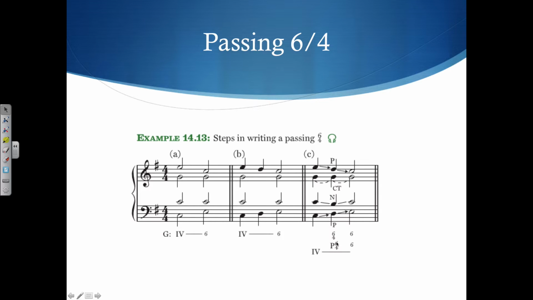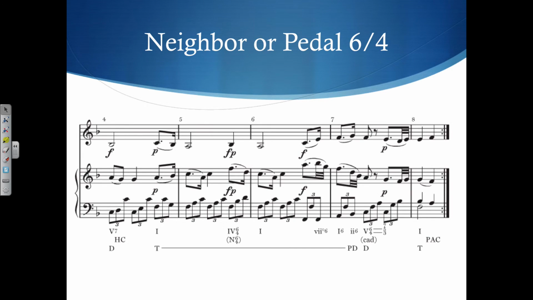You'll notice that this is a 1-6-4. So one way to remember 6-4 chords: they will either be a 1-6-4, 4-6-4, or a 5-6-4, nothing else. So it's going to be one of those chords, but we label it still a 4, and we can use P6-4 and say it's a passing 6-4.